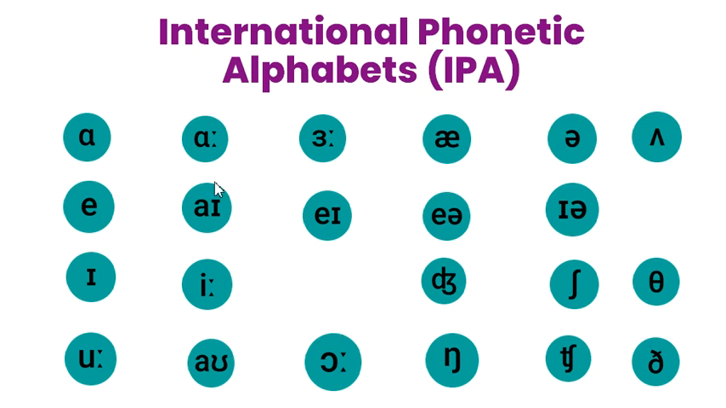Many of the sounds given here were already studied when we studied consonants and vowels as well as diphthongs. These diphthongs are complex vowels which are composed of two sounds, for example, ay, ow, eye, oh, or ear.